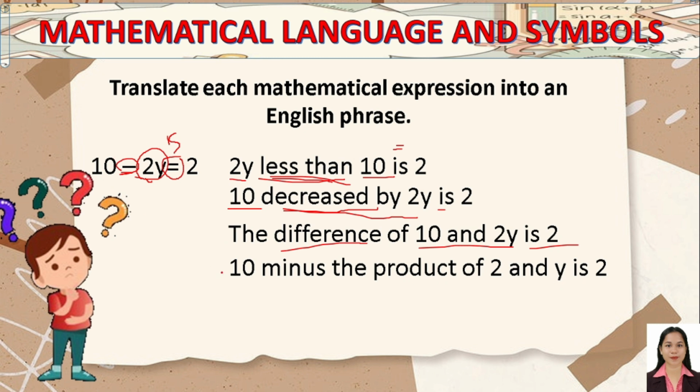So simply, kung paano natin basahin ang mathematical expression, ganun din natin i-translate into an English phrase. So 10 minus 2y, so product of 2 and y, to determine that multiplication siya, we use the word product, is 2. So this is how we are going to translate a mathematical expression into an English phrase and an English phrase into a mathematical expression.